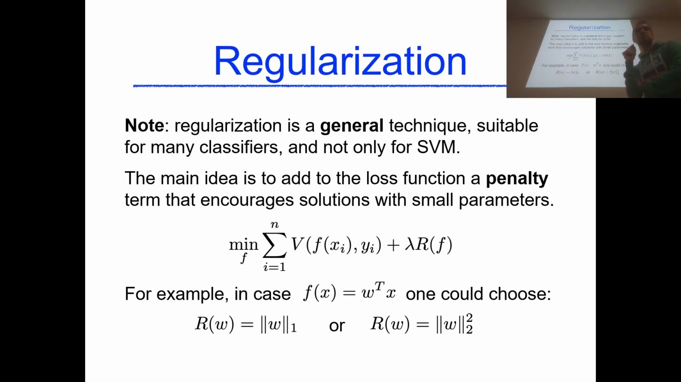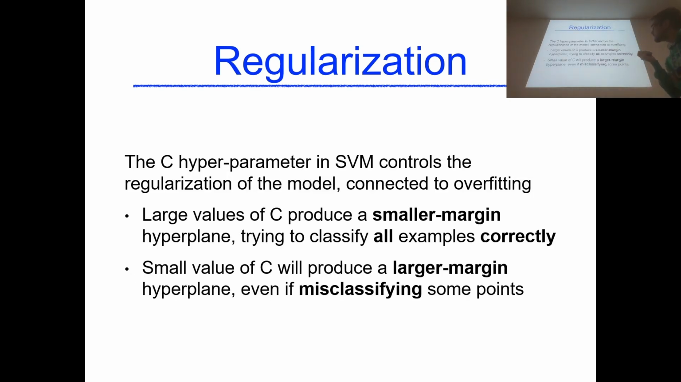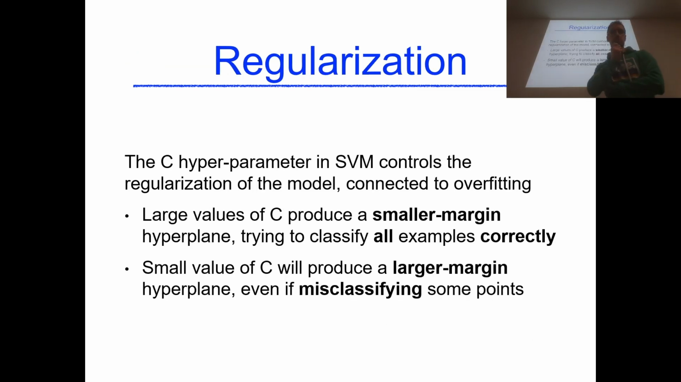Any loss function can have some sort of regularization term. They are penalties, arbitrary penalties that you add to achieve whatever goal you have in mind. In the case of SVM, the goal of the regularization term is to allow some misclassification.